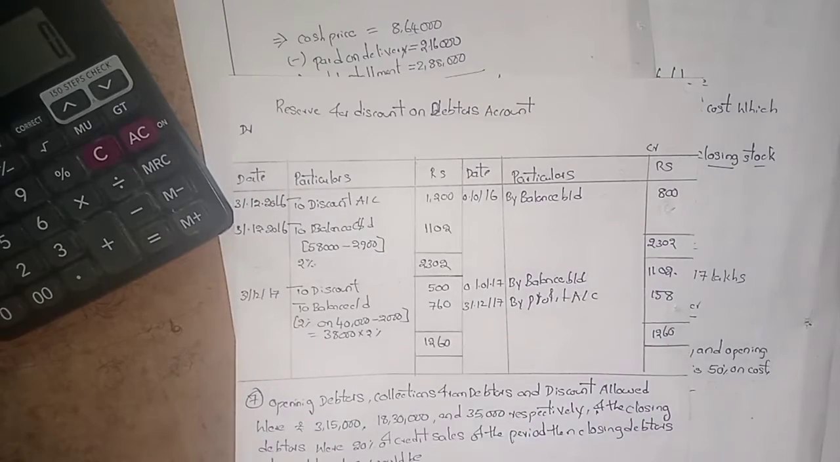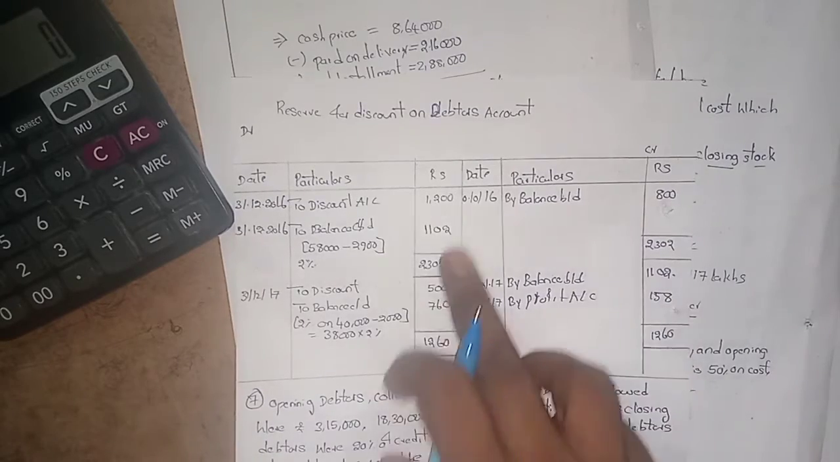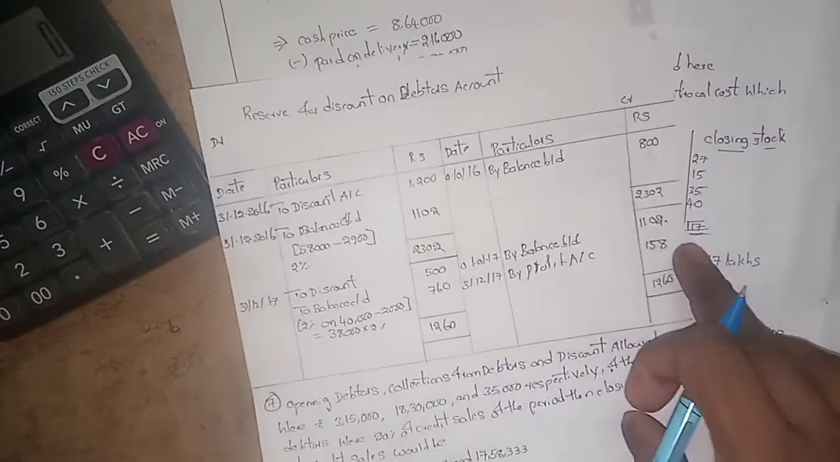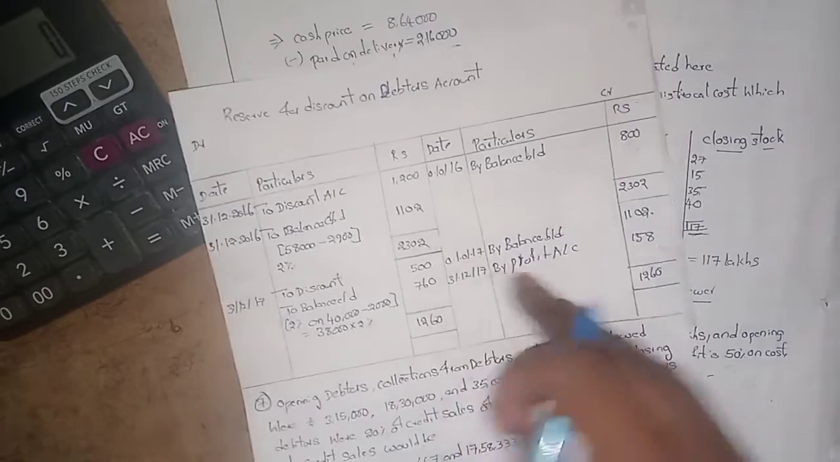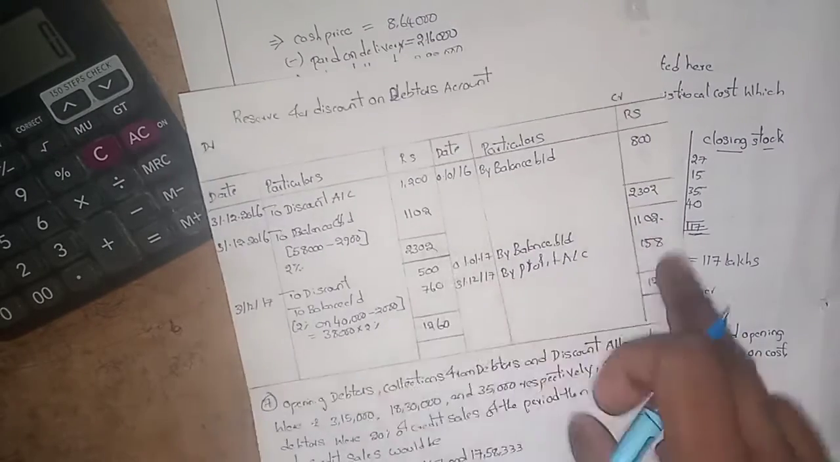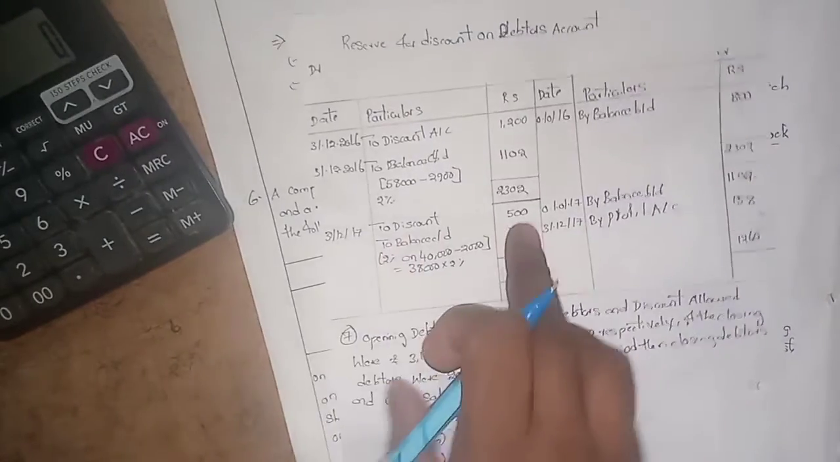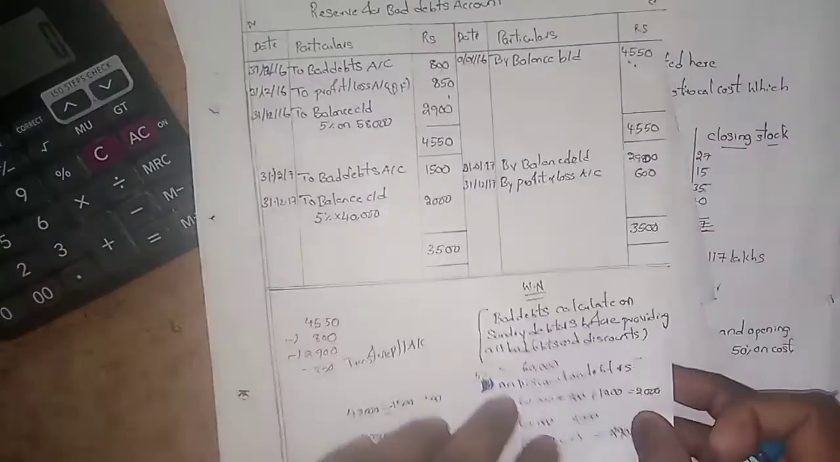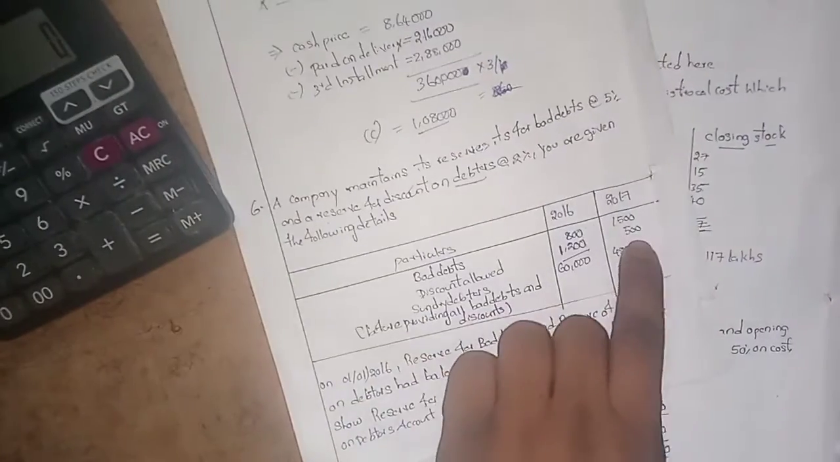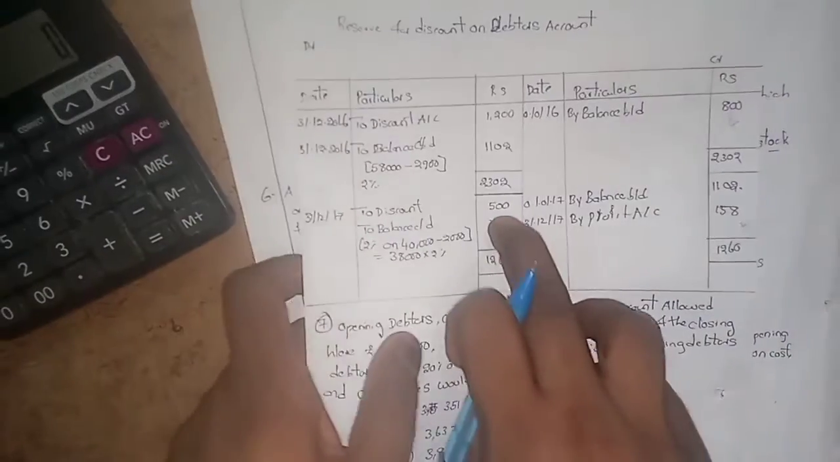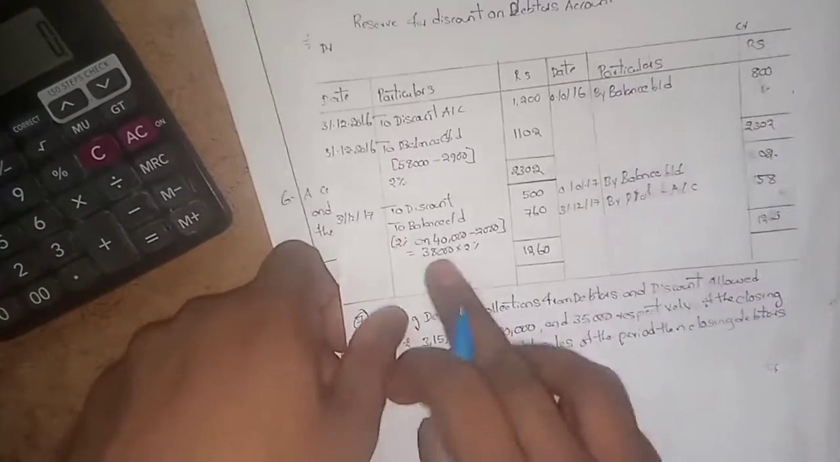So 800, hopefully clear. So next we calculate balance carried down on 1st January 2017, the balance is 1,102. So carry forward. Here it is discount allowed, 500 will be posted here. So 500. So balance carried down.